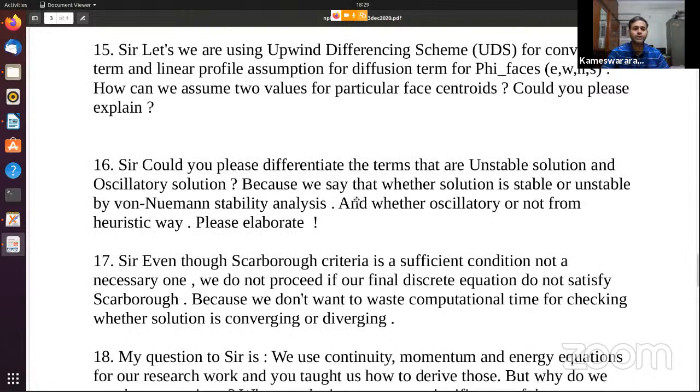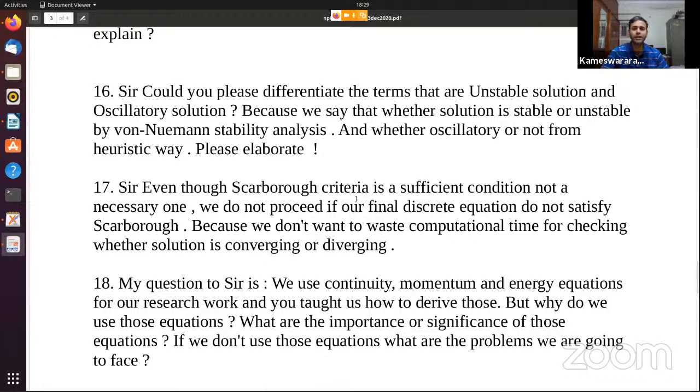Then the next question is, could you please differentiate the terms unstable solution and oscillatory solution? Because we say whether the solution is stable or unstable by von Neumann stability analysis, and whether oscillatory or not from a heuristic way. An oscillatory solution is not an issue. You have two different things: one is von Neumann stability analysis, the other is the heuristic analysis. The heuristic analysis only tells you whether you get an oscillatory or non-oscillatory solution by looking at negative coefficients, if you get any.